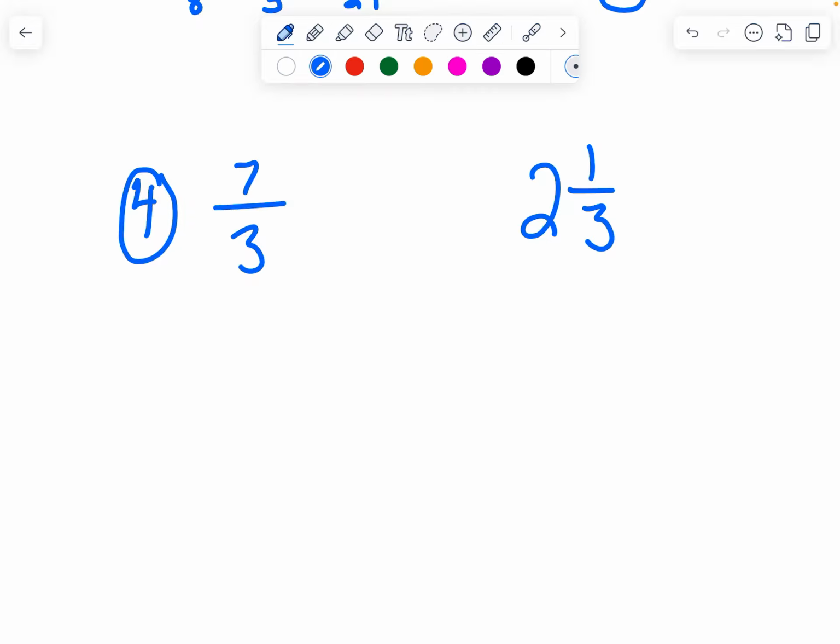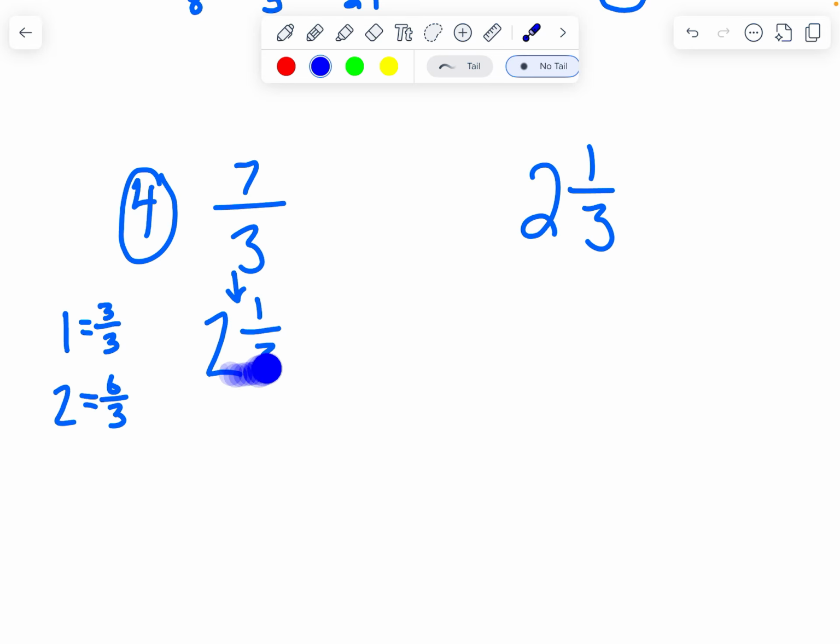So for this, I think about, well, 3/3 is 1 whole. Right, 1 whole is 3/3, which means 2 wholes would be 3 more thirds. That would be 6/3. I have 7/3 here. So 7/3 must be 2 wholes, that's 6/3, and 1 more third. 7/3 is the same thing as 2 1/3.